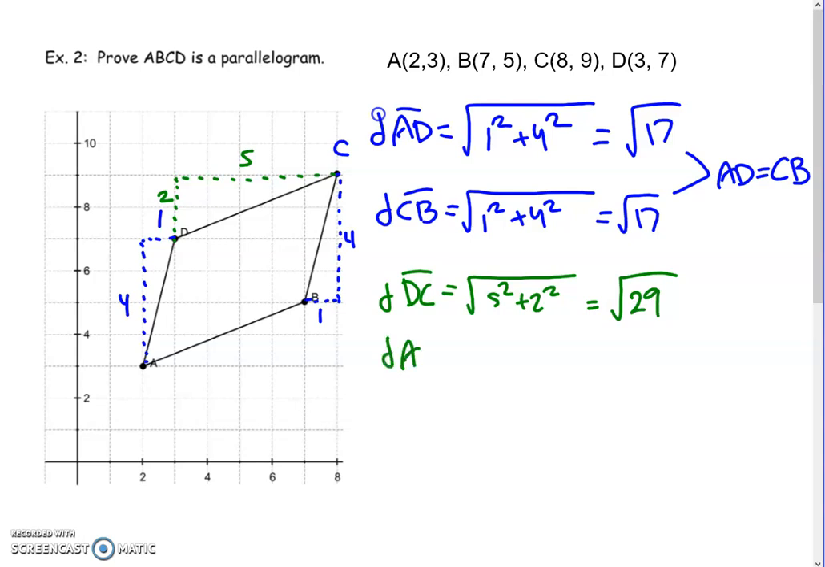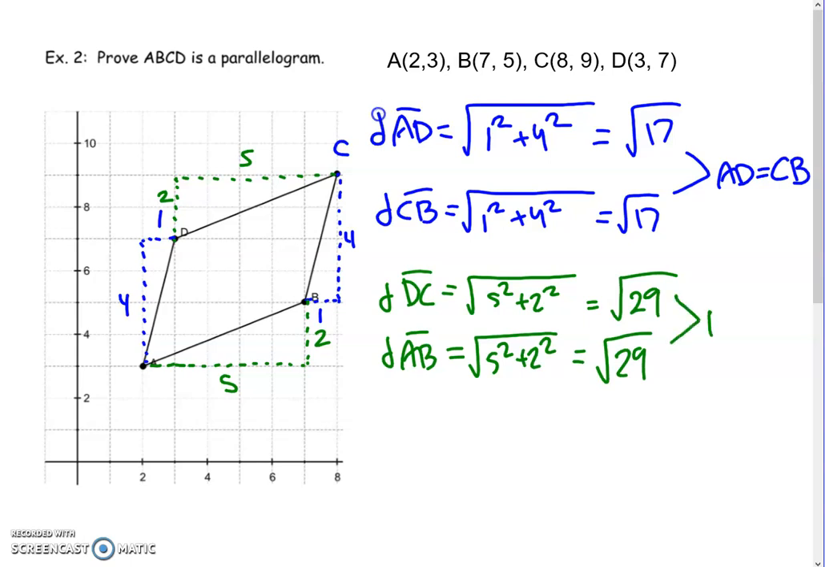And the distance from A to B, you know it's going to be square root 29, but it's a proof, so you must show all the steps. Delta x is 5, delta y is 2, so you still get 5 squared plus 2 squared, which is square root 29. And you know these two sides are equal, so you say DC equals AB.